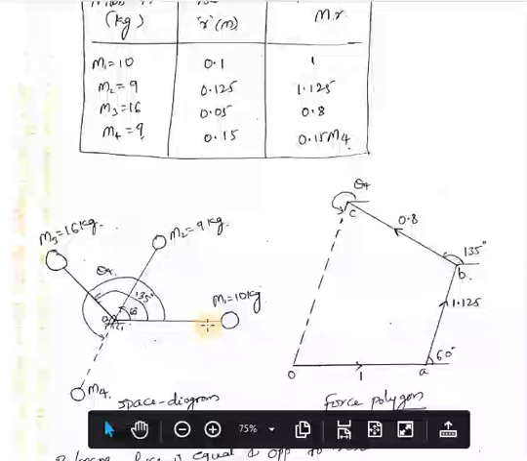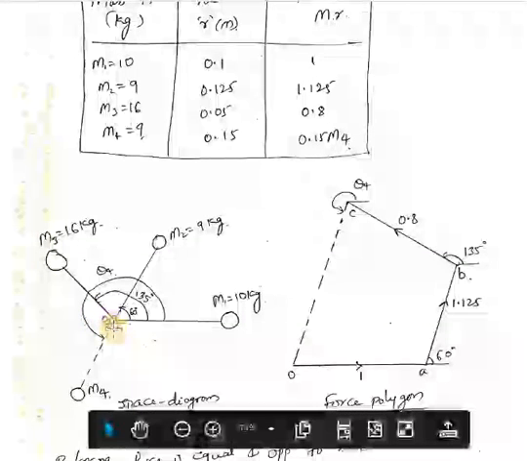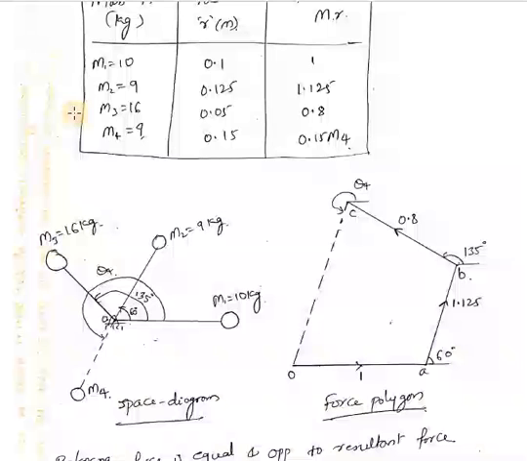M1 is on the horizontal plane, M2 is at 60 degree from M1 and M3 is at 135 degree from M1, and we don't know the mass M4 and we don't know the angle also. We need to calculate that. For that you need to construct the force polygon. So to construct that force polygon, first we need to select the proper scaling factor.